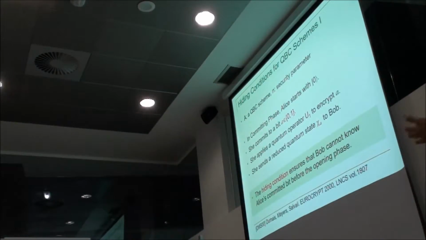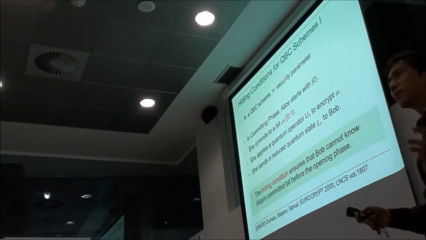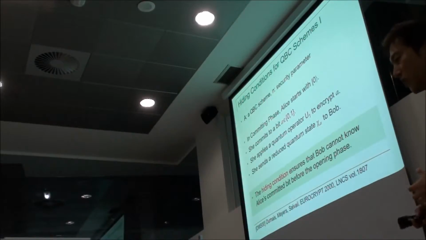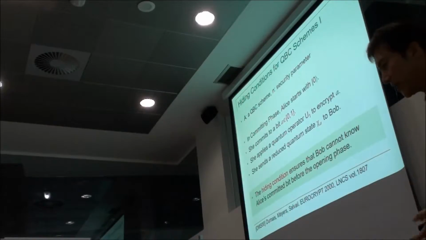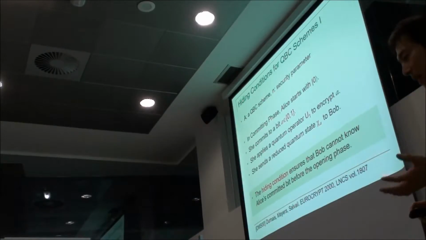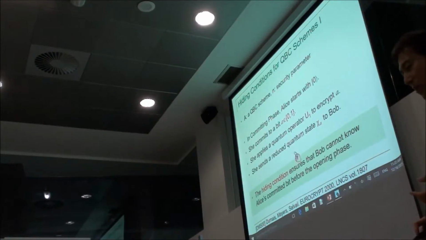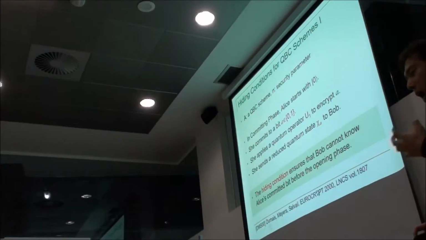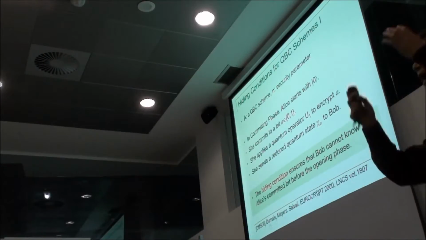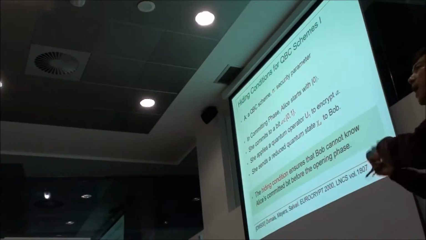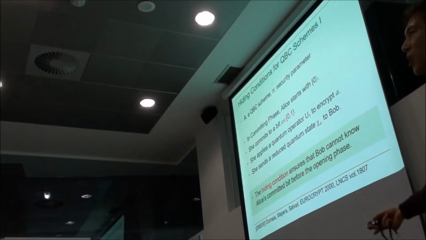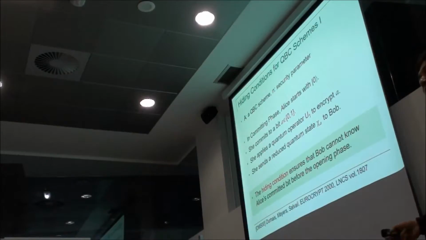So we have to guarantee that this protocol is secure in terms of the hiding condition and binding condition. The hiding condition is explained in the following way. The hiding condition ensures that in the first phase, Alice commits to a bit and sends some encrypted message to Bob, and Bob does not know what was sent, right?